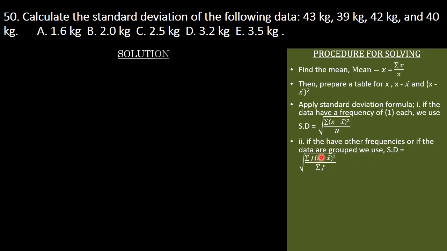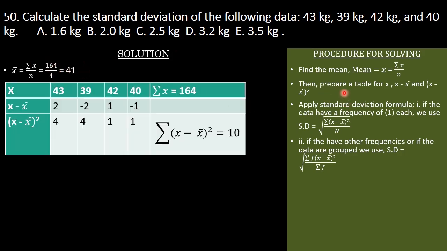The first thing here is to find the mean. The summation of x, that is the sum of the marks, is 164 over the number of scores given. We have 4. When you divide 164 by 4, we have 41. The second step here is to prepare a table for x, x minus mean, and x minus mean squared. Here is x, here are our scores. For x minus mean, we have x as 43 minus mean, which is 41, we have 2. Here x is 39 minus mean is minus 2, x here is 42 minus mean, which is 41, we have 1. We have x here to be 40 minus mean, which is 41, we have minus 1.